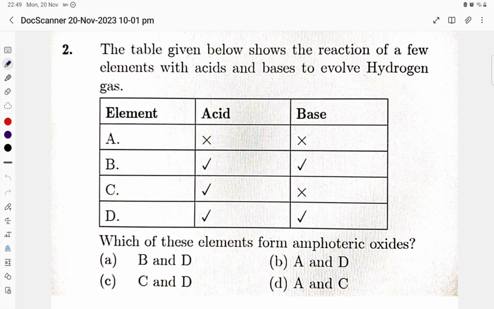Hello student, let's try to understand the question. Student, what is the question? Here this is the previous year question.